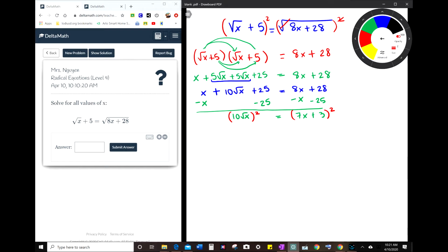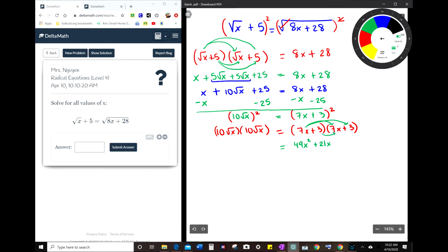So now on this side, you have 10 square root x times another 10 square root x. And on this side, we have 7x plus 3 squared. That means 7x plus 3 times another 7x plus 3. And we do the distributive property on the right side. So 7x times 7x gives you 49x squared. 7x times 3 gives you 21x. And now you do the same thing: 3 times 7x gives you 21x, and 3 times 3 gives you 9.